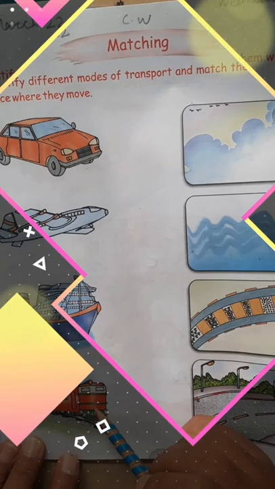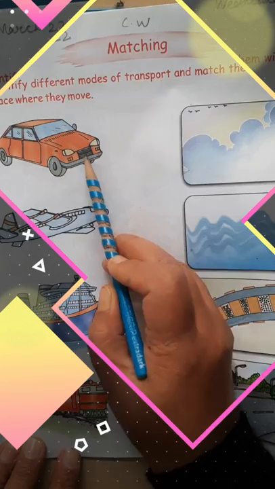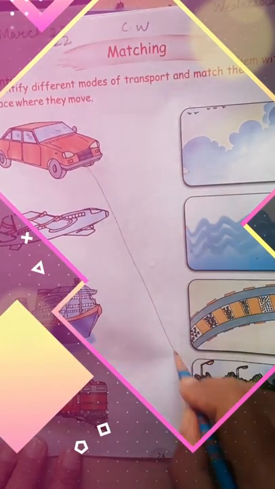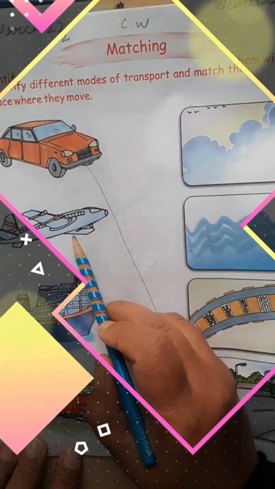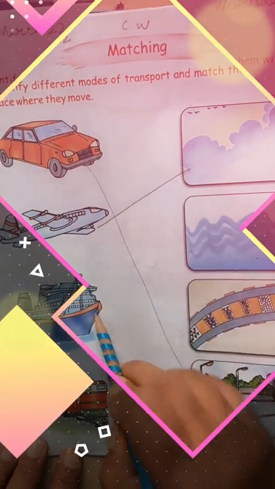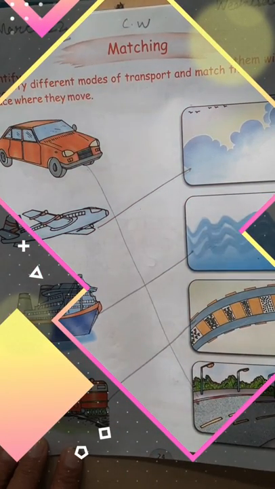Rail transport, railways. Okay. Now, car moves on a road. So, where is the road? Let's join it with the road. And aeroplane moves in air, sky. So, airways, waterways, and then railways. Okay, so easy.